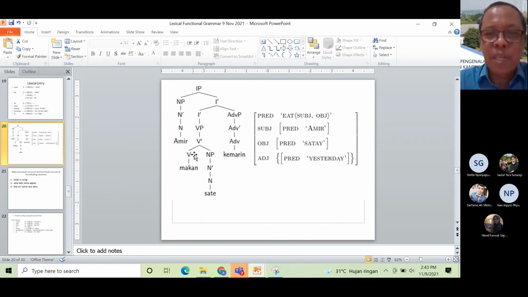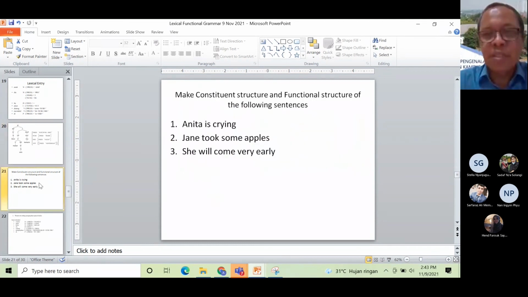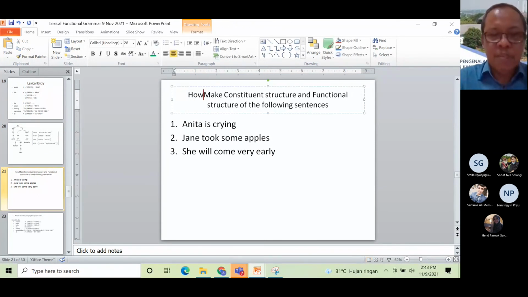So, for example, Mary ate satay yesterday. The predicate is eat, with subject and object. The subject is Amir, the object is satay, and then there's an adjunct here, which is yesterday. Okay, please try to apply this to number 3: she will come very early. This is for your homework, please.